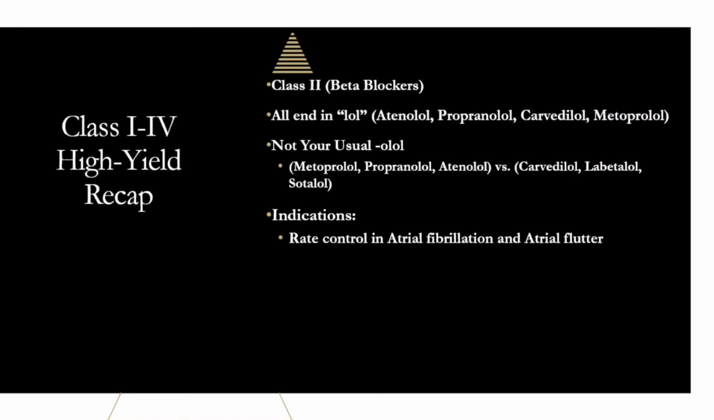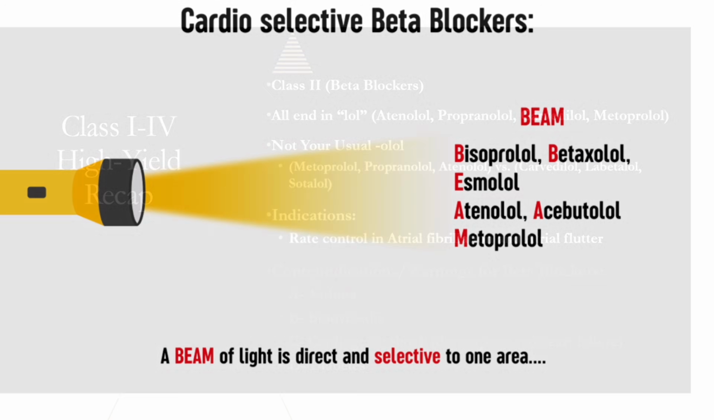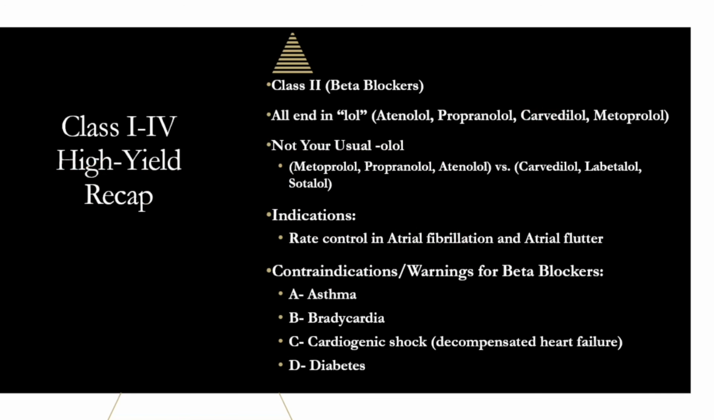Remember your cardioselective beta blockers with BEAM: bisoprolol, betaxolol, esmolol, atenolol, acebutolol, metoprolol. Finally, remember your common contraindications/warnings for beta blockers with ABCD: asthma, bradycardia, cardiogenic shock, diabetes. Next, Class 3 potassium channel blockers.